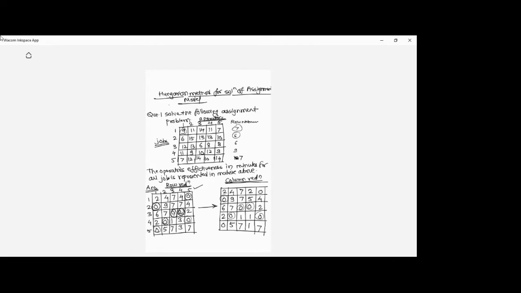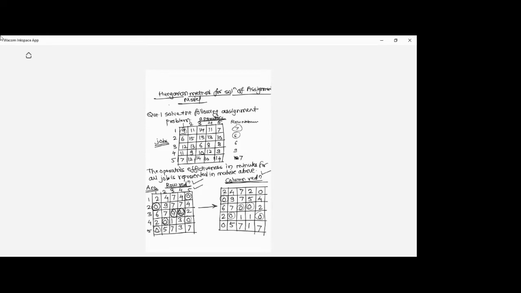But anyway, you do it irrespective of whether the zero appears in the column or not. The first step should be row reduction and the next step should be column reduction. Remember that for every assignment problem, you'll have to go for the row reduction first and then the column reduction.